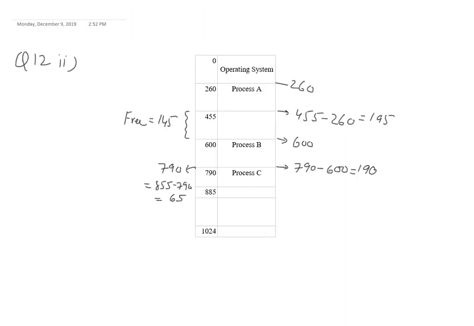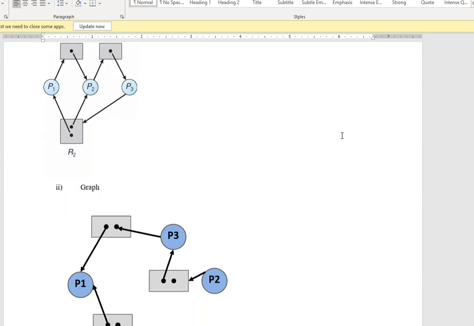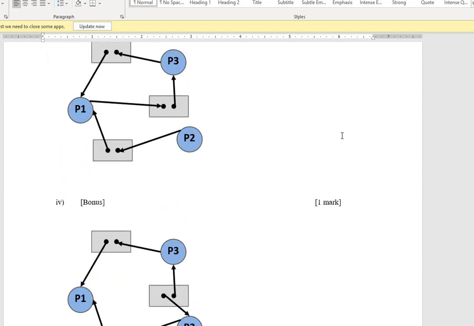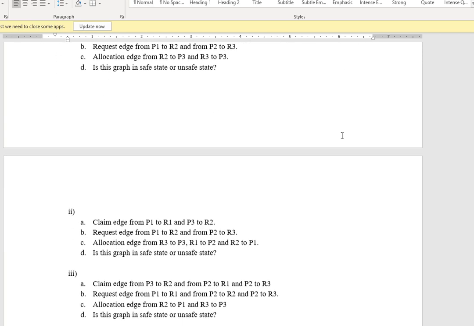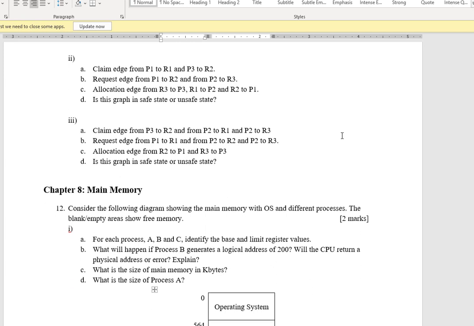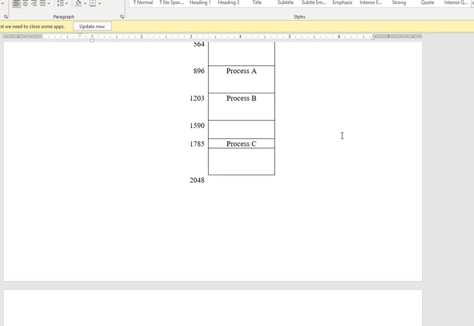Next question is about question 12. I am just doing part 2, but you can consider any part. So let's go to part 2, question 12. Question 11 is simple. There is nothing difficult, that's why I didn't do it. But question 12, let's see it. I did part 2, but it's the same as part 1. We have the following diagram that shows the main memory with the operating system and 3 other processes, and the blank or empty areas show free memory. So this is the example.